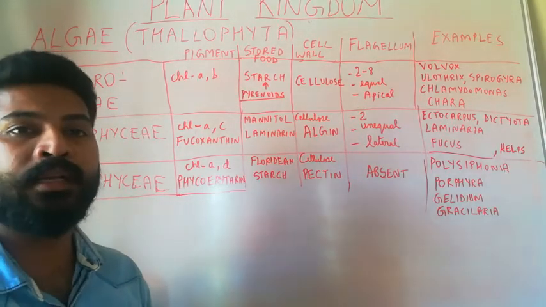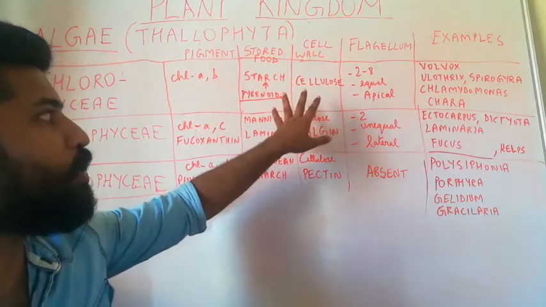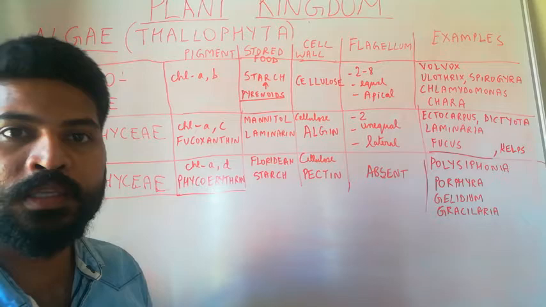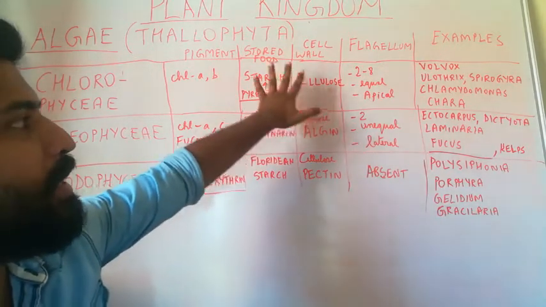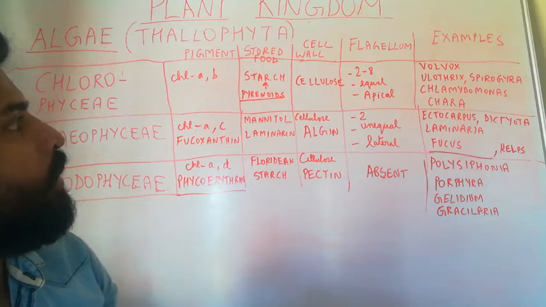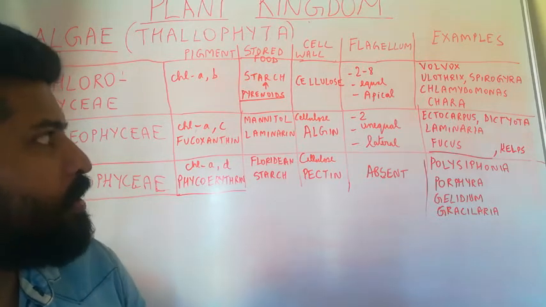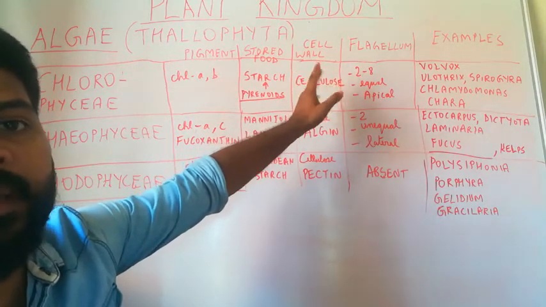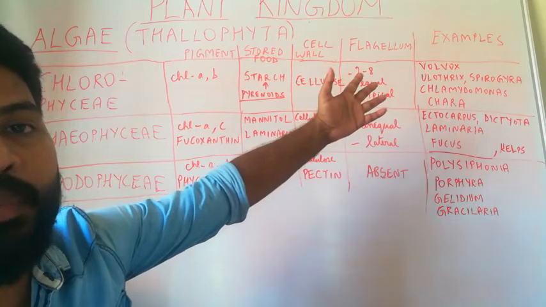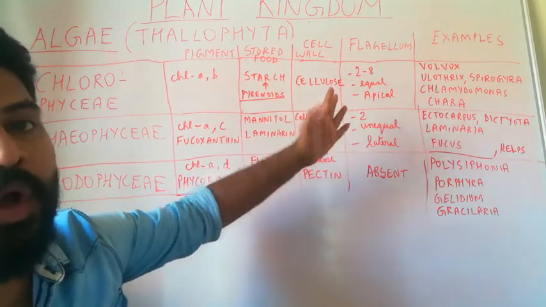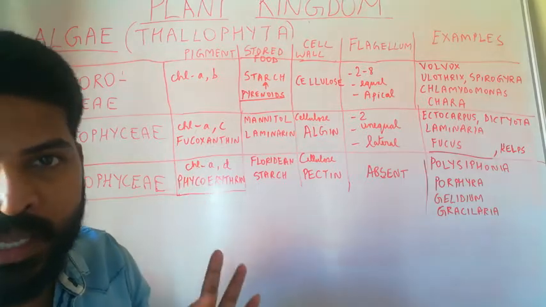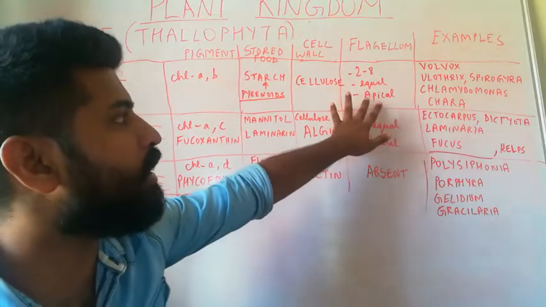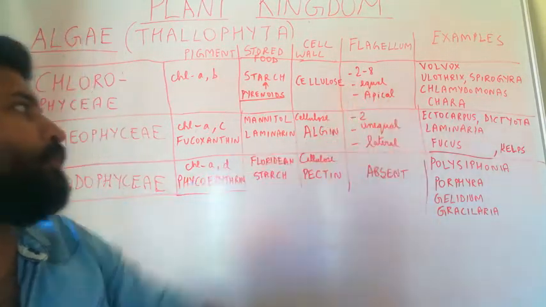The cell wall in green algae is made up of cellulose. Sometimes there is an outer coating of pectose also present. So cellulose is the main cell wall component. The gametes or the spores usually contain flagellum, which may be either 2 or a maximum of 8 flagella. All these flagella are equal in size and they are present at the tip of the spore or the gamete. So these are apical, meaning tip in position.